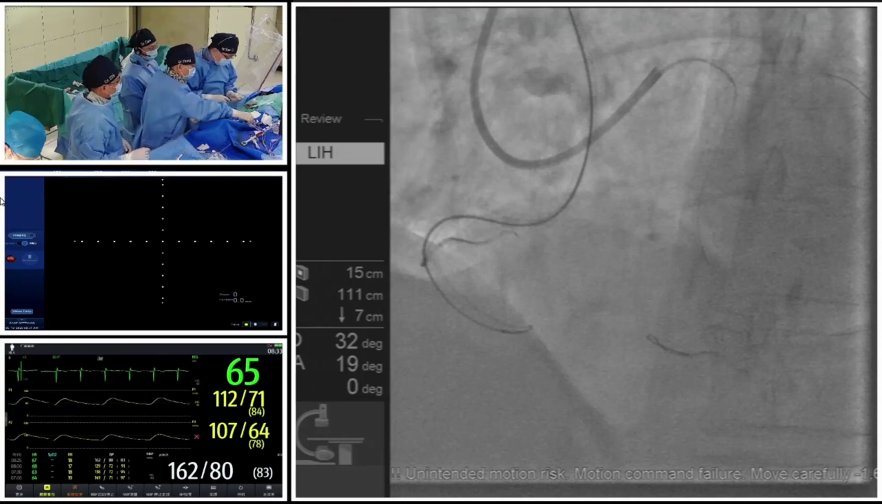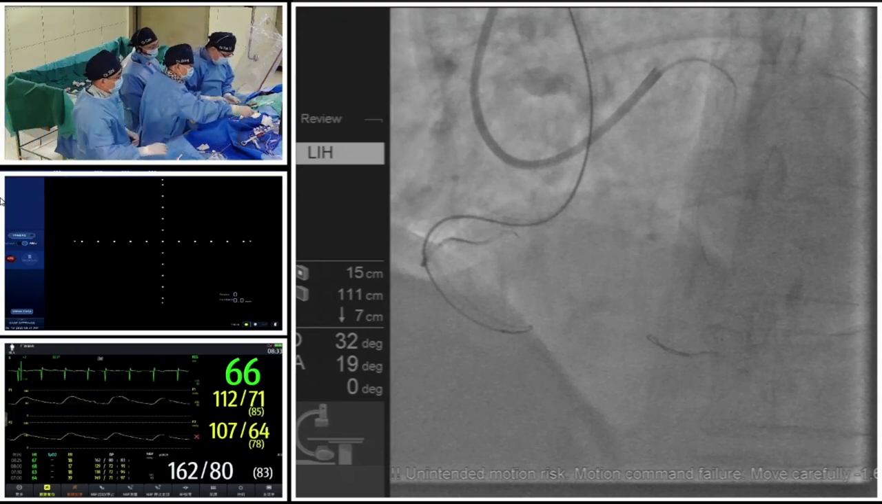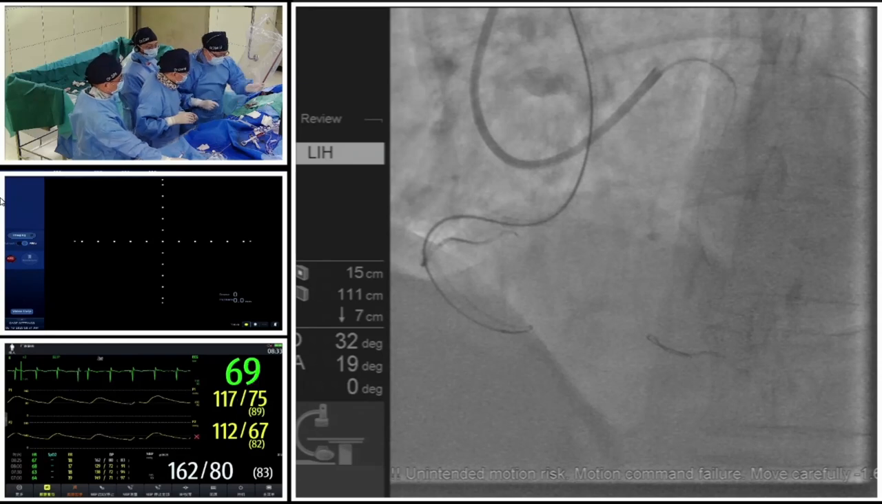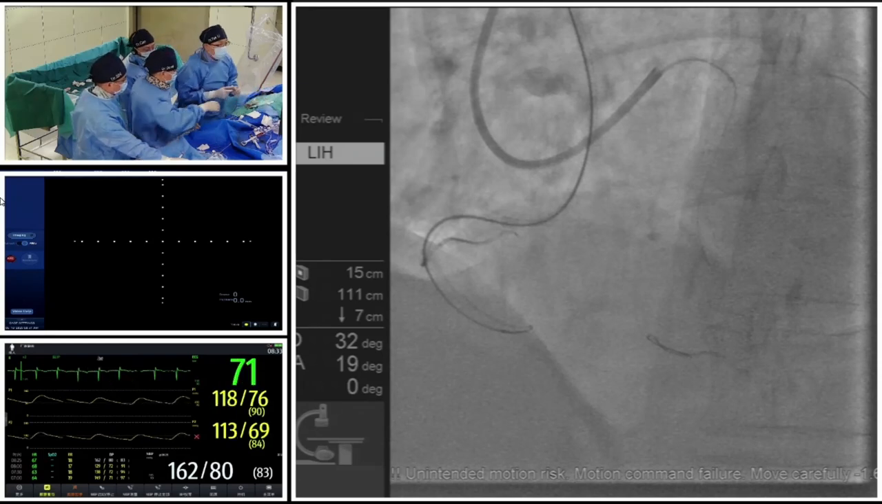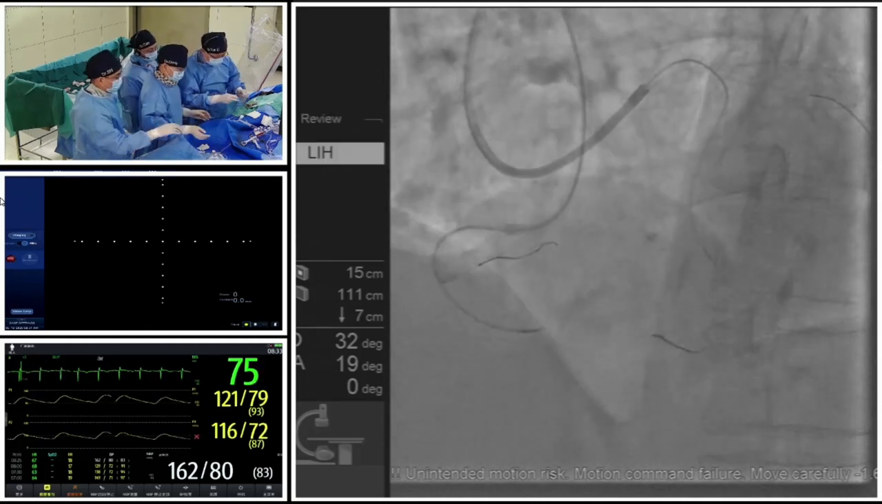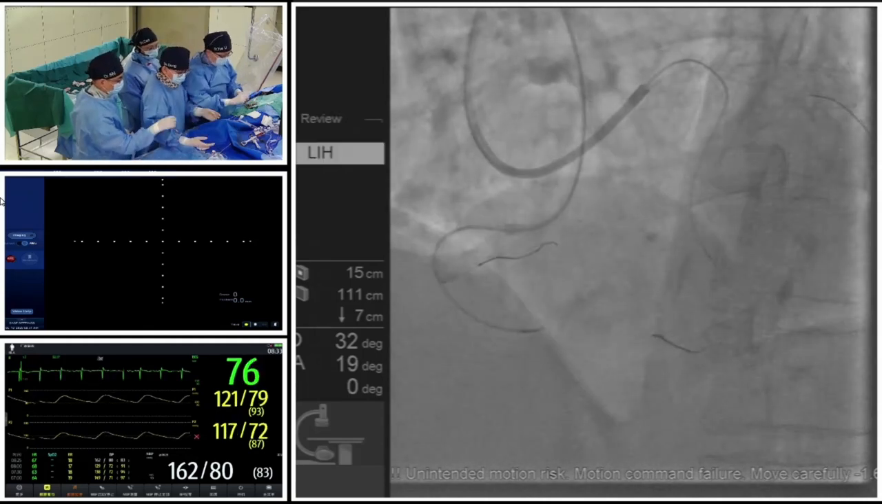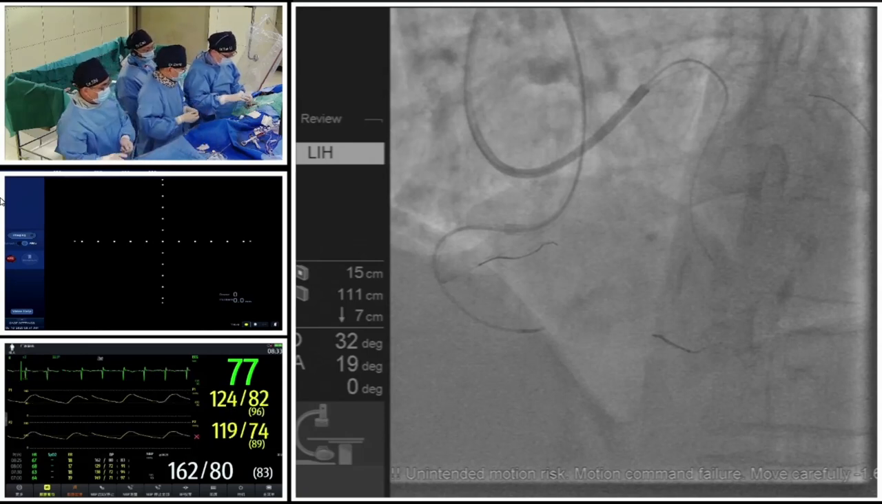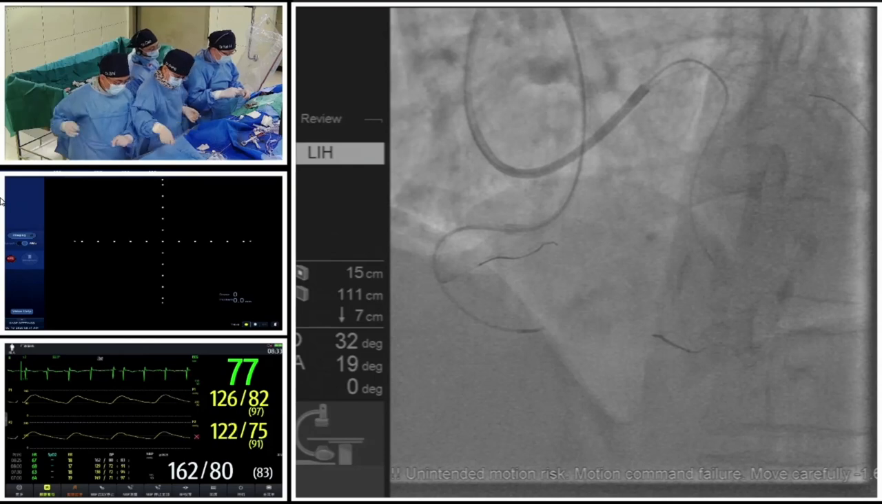Really, the occluded segment is too long. And also the retrograde flow is not so friendly because it only ends at the distal bifurcation. So there is not a lot of information to guide us in the antegrade parallel technique to seek the true lumen. I don't think that is a very challenging case.